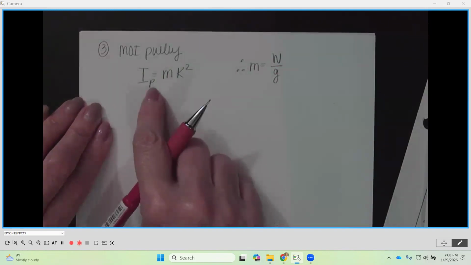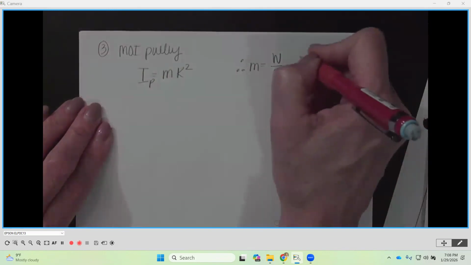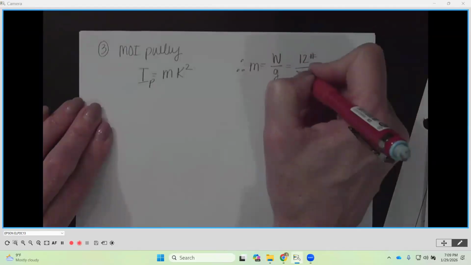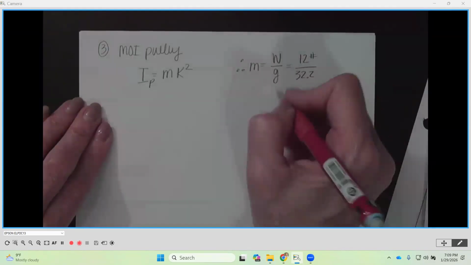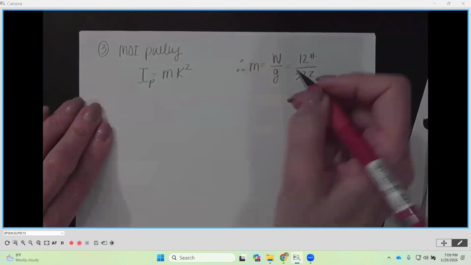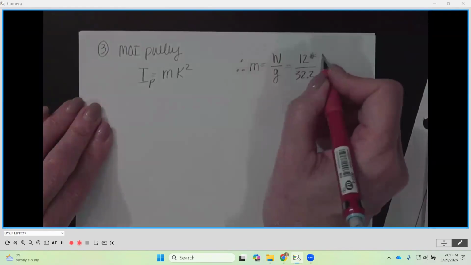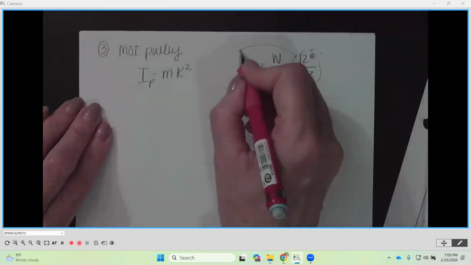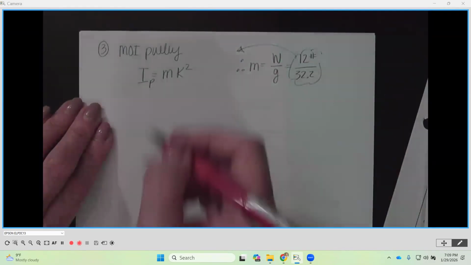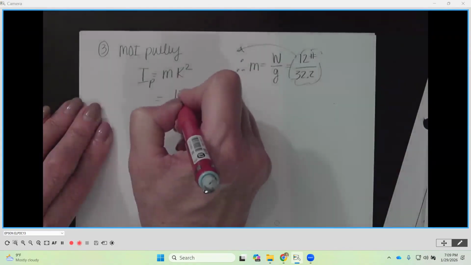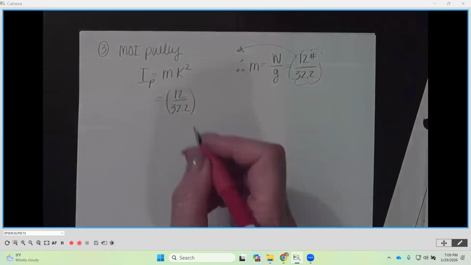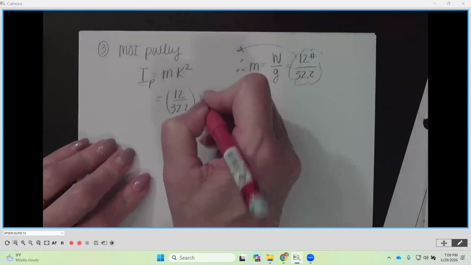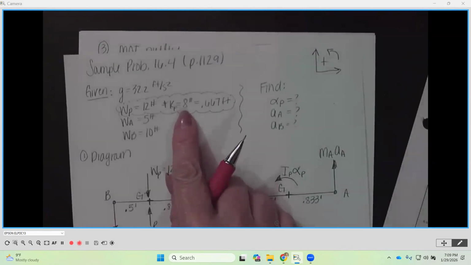Okay, we know the weight of that pulley is 12 pounds. And if we divide it by 32.2, we're going to get the mass, right? So we're going to use that value right here in the equation. All right, so we're going to say 12 divided by 32.2, which represents the mass, times the radius of gyration. Now, if we go back, remember, it gave it to us in the problem as 8 inches.